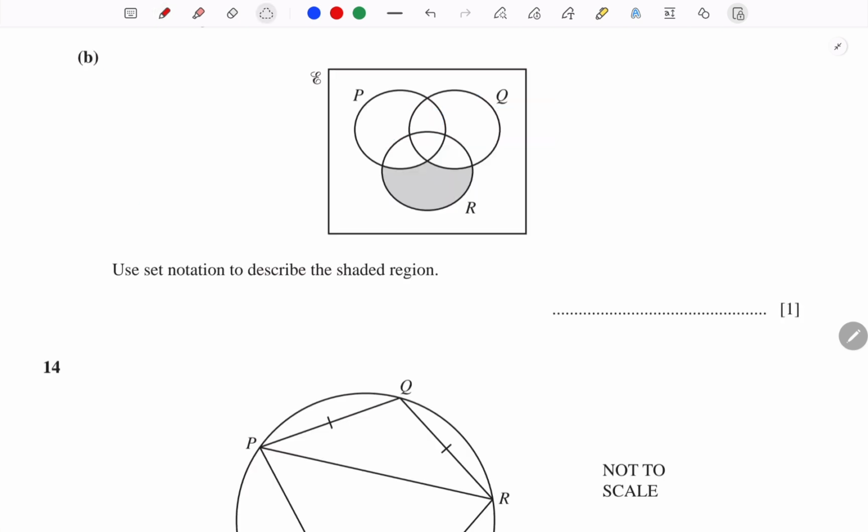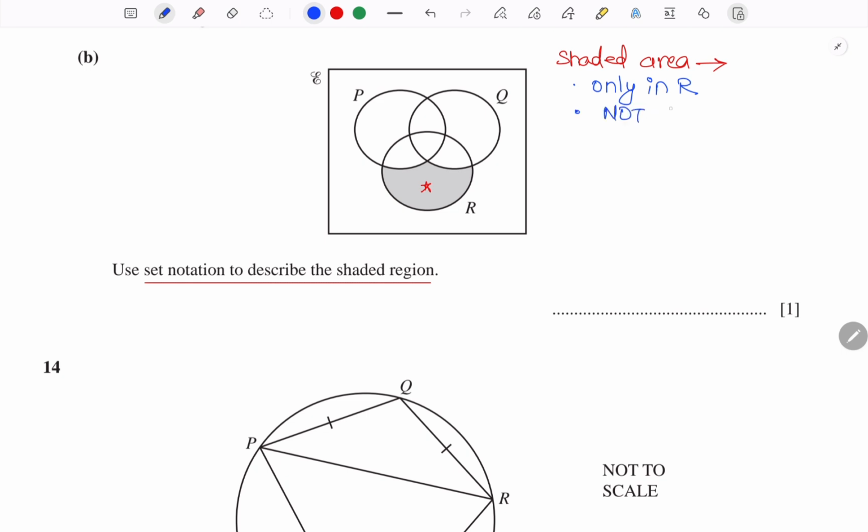Now let's solve this next question. In this Venn diagram, use set notation to describe the shaded area. So this area is our shaded area, and we need to use set notation to describe this region. First, let's understand what this shaded area represents. What is it actually representing? See, this is present only in R. This shaded area is present only in R, not P, not Q.